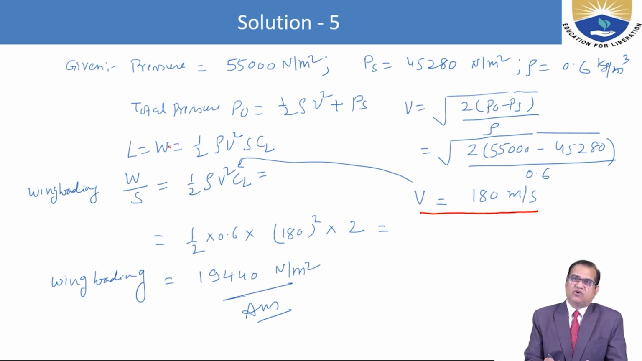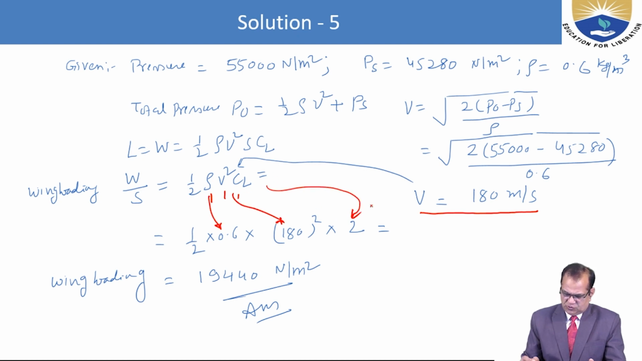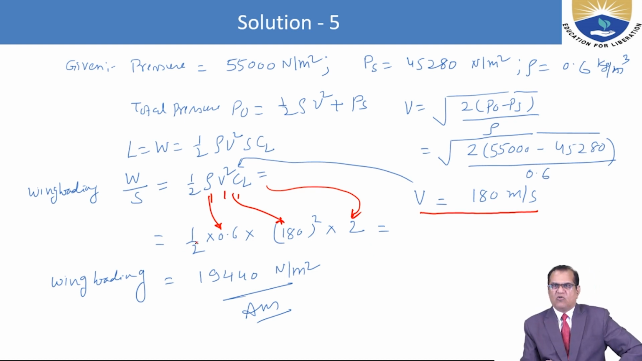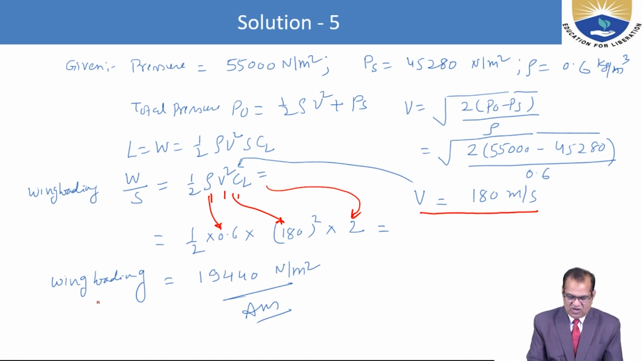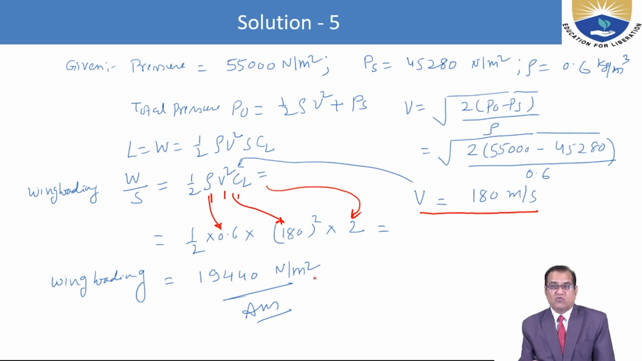And we know that lift is equal to weight for steady state cruise flight, half rho V square S CL. So we have to find out W by S. So W by S is equal to half rho V square CL. CL is given, we have got V here, rho is also given. So half into 0.6 into 180 whole square into 2, you will get wing loading equal to 19,440 Newton per meter square.